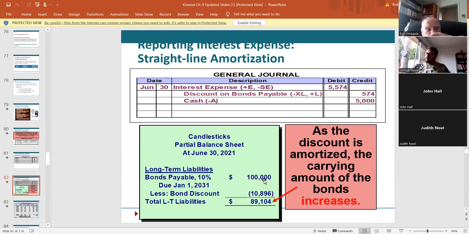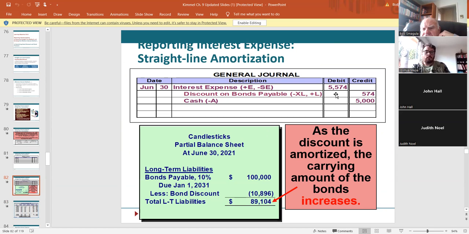Okay. Take a look at this journal entry. And then in a few more slides, I've got something I think will clarify this a little bit more as we go along. How much cash do we have to pay twice a year? Remember, it was 10% of $100,000. That's $10,000 a year, $5,000 twice a year. We credit cash $5,000. We have a discount sitting there, that's the 11,500 something number. We divide that by 20. We got 574. That becomes a credit there. The total interest expense is 5,574.